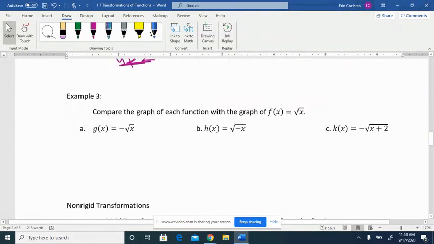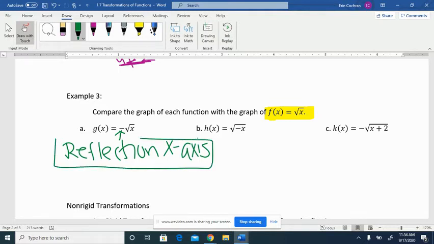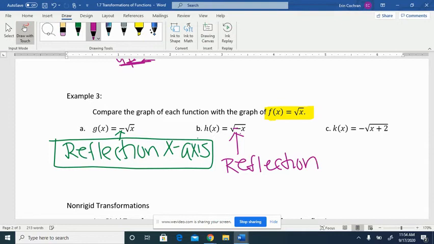All right, example 3, let's compare it to the square root function. So now we have a square root function. We have our negative on the outside, and when it's a negative on the outside, that means it's a reflection. This one is a reflection over the x-axis. We have nothing else going on, so that's the only thing for part A: a reflection over the x-axis. In B, my negative is now on the inside, or underneath the radical. So again it's still a reflection, but instead of a reflection over the x-axis, it's a reflection over the y-axis.